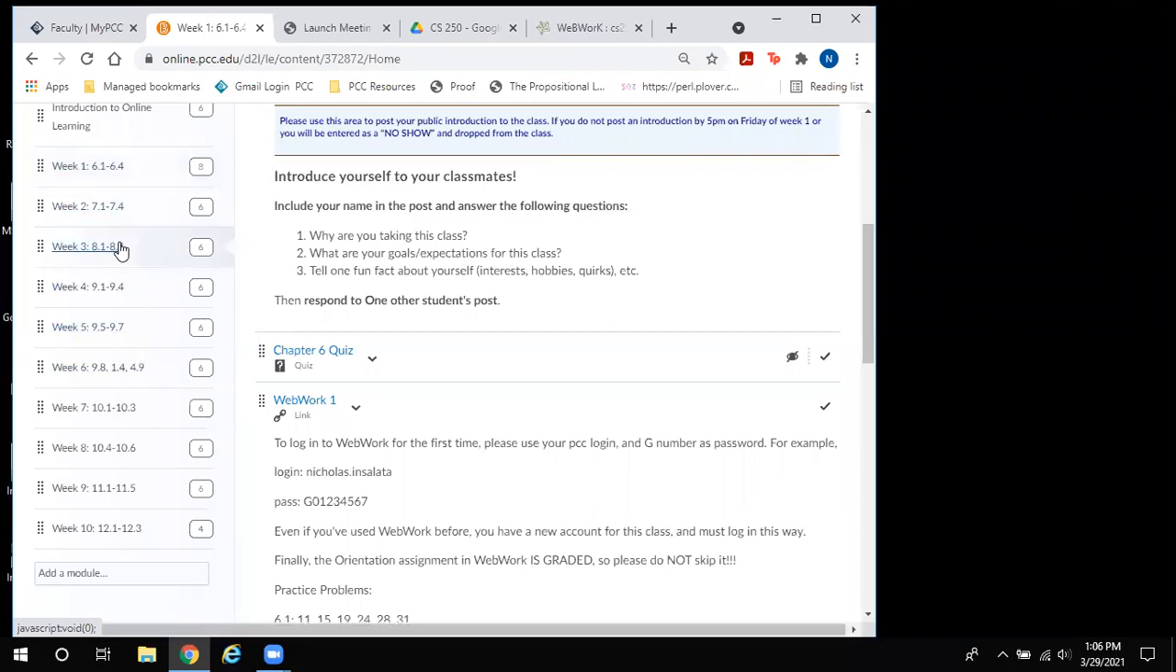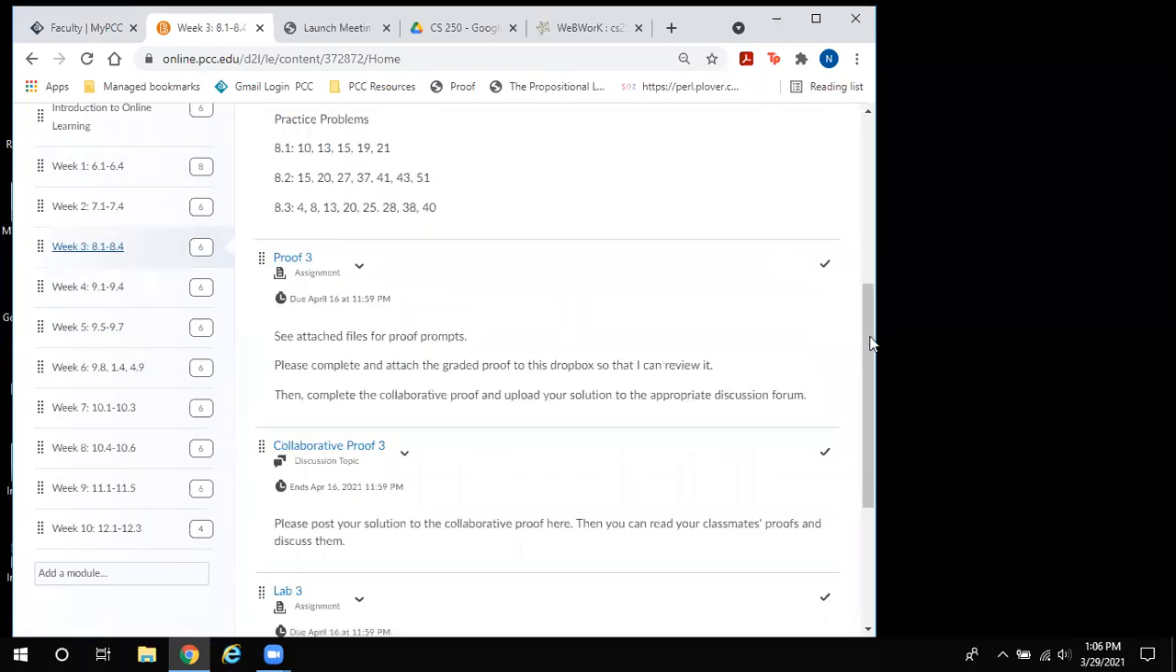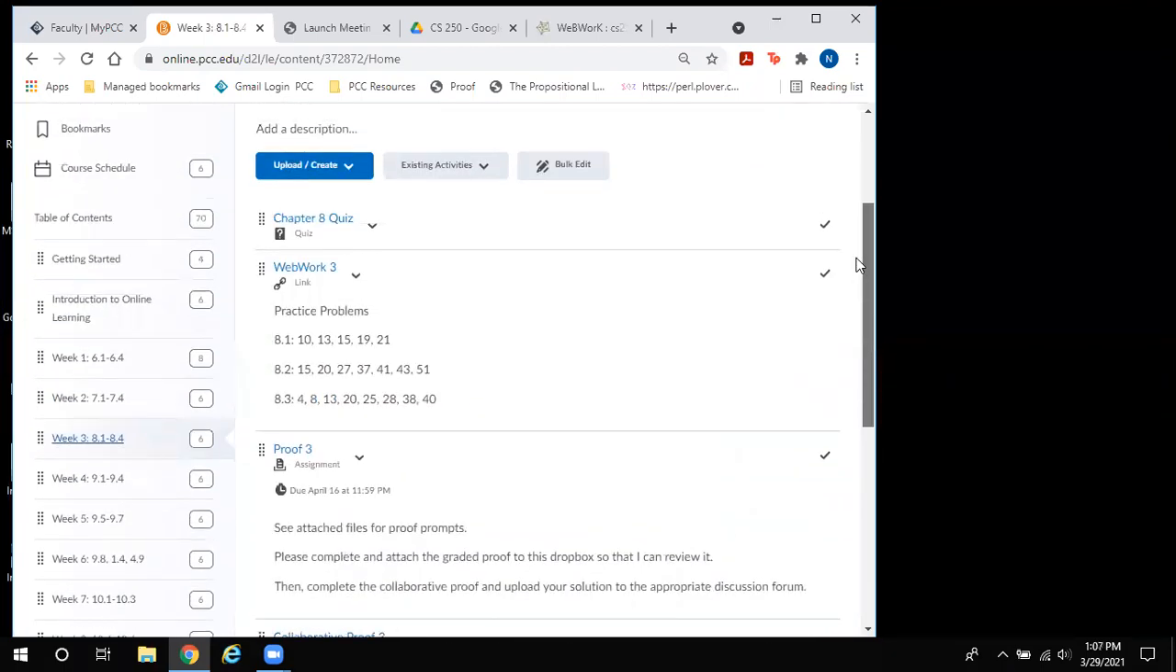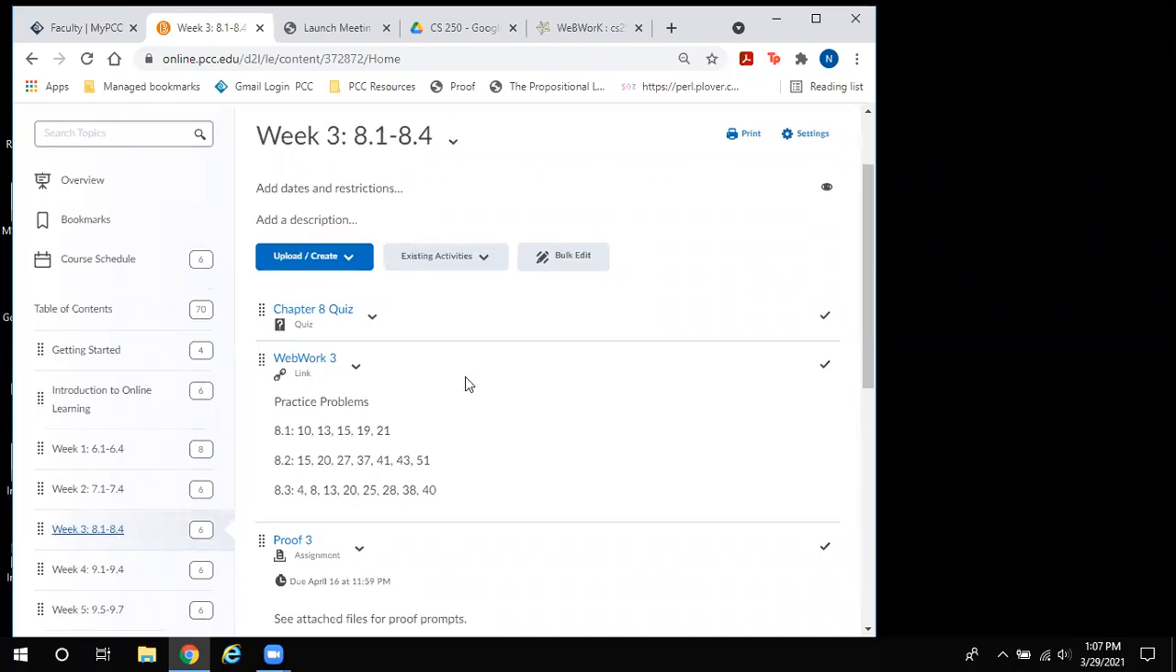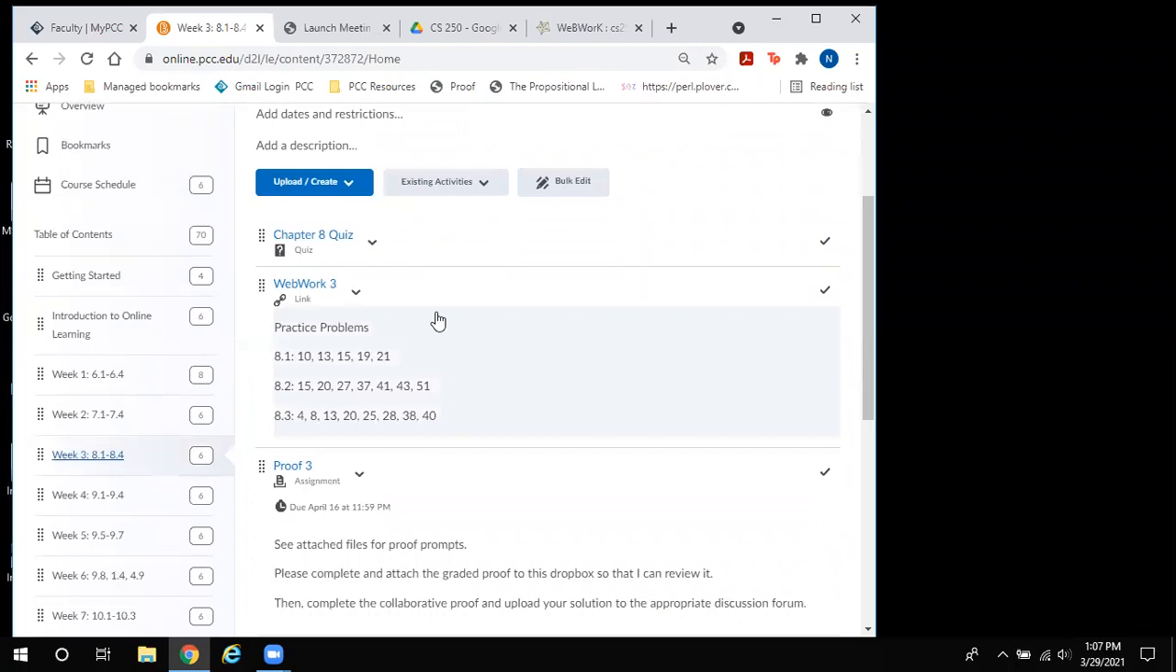If we go into a week, like week 3, for example, it's going to be the same kinds of stuff every week. You're going to have a quiz to check your understanding of the reading. The quiz is not for a grade, it's just for practice. You can take it as many times as you want. It's just for fun, to see if you're really understanding things. Next comes the WebWork, which I'll talk about in a moment.